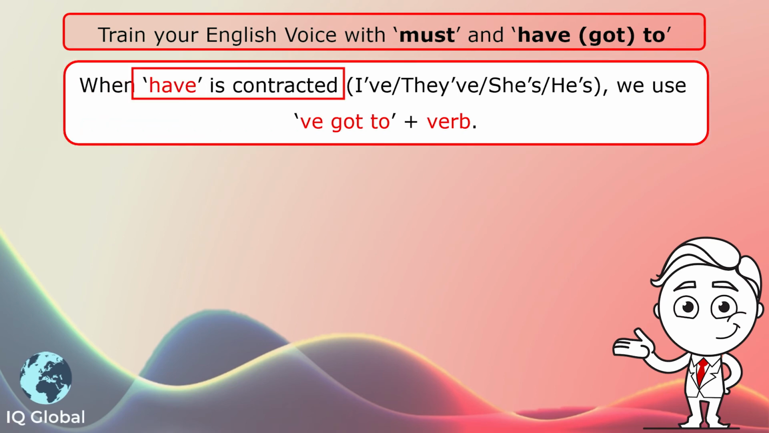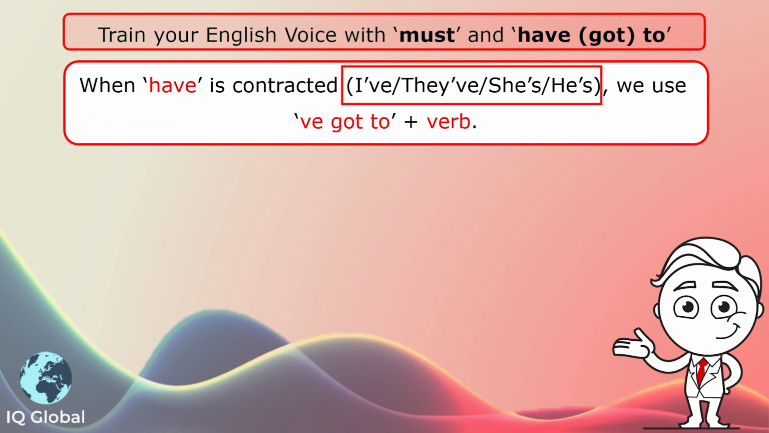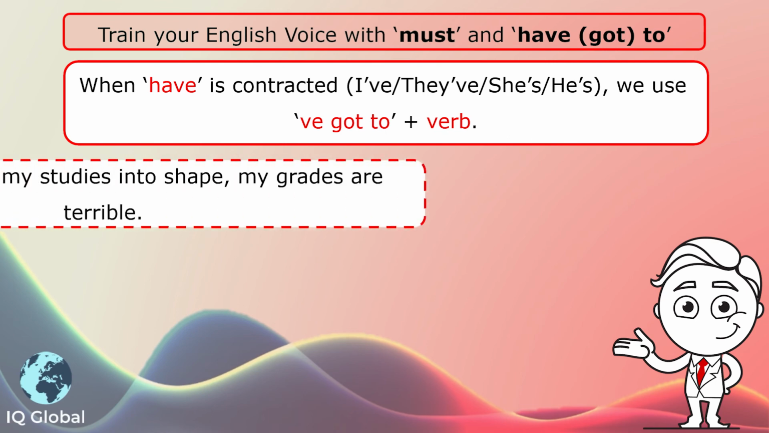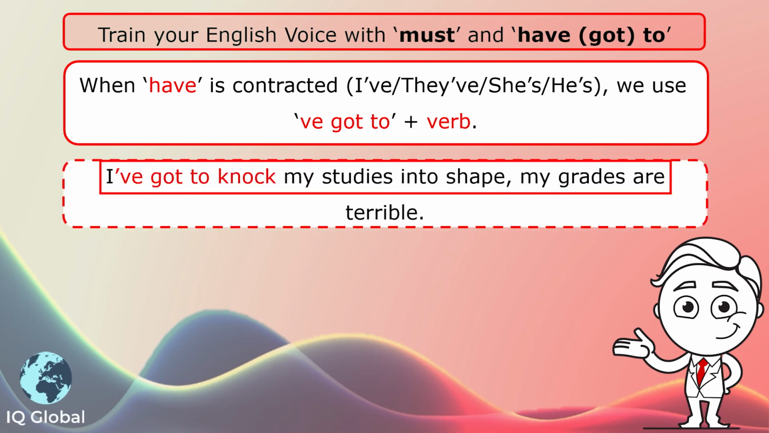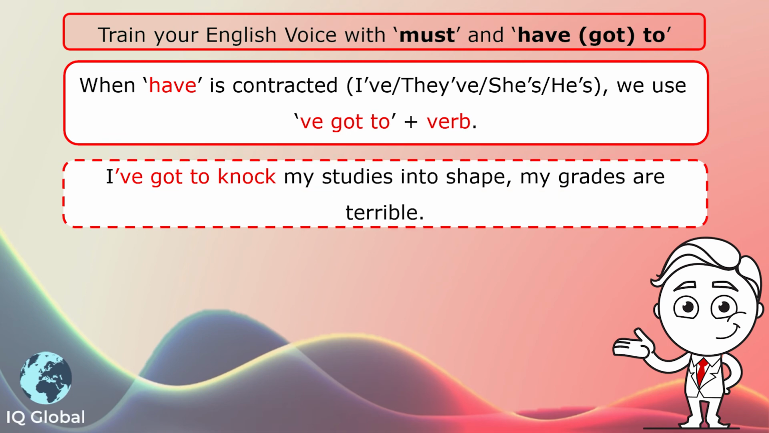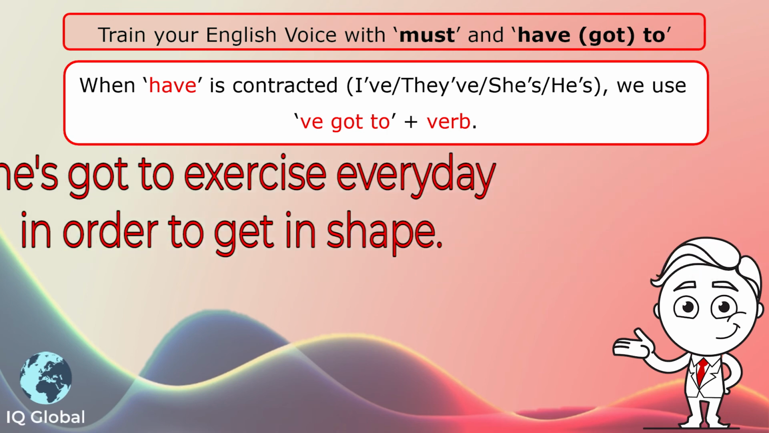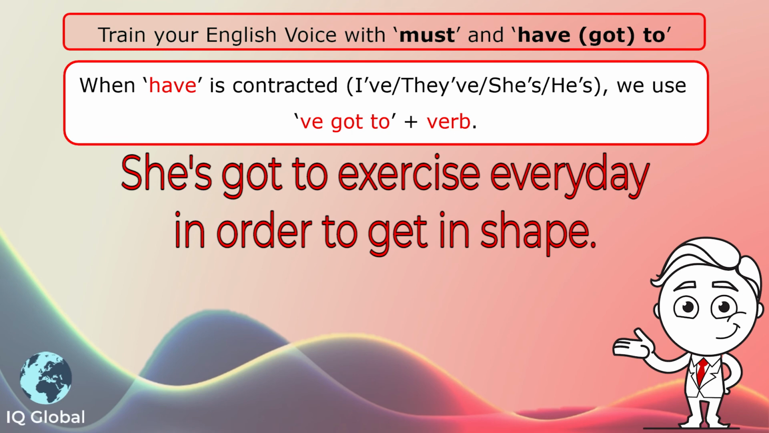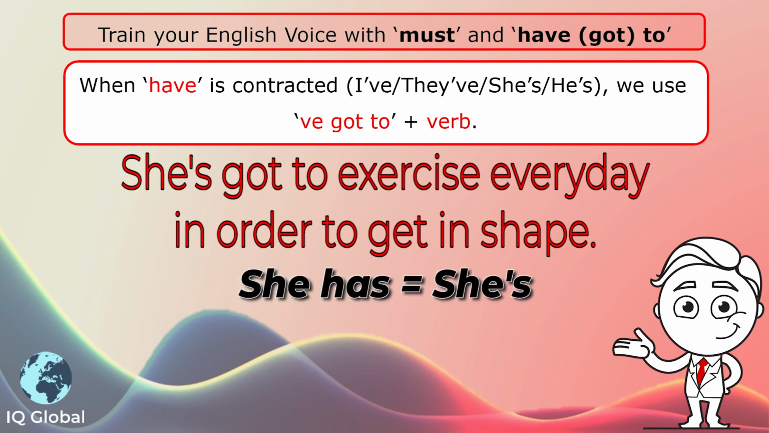And when we contract to have, for example with I've, they've, she's, he's, we use 've got to plus the verb. For example, I've got to knock my studies into shape. My grades are terrible. We've contracted I have by using an apostrophe ve for I've. Another example, she's got to exercise every day in order to get in shape. Instead of saying she has, we've used she apostrophe s.